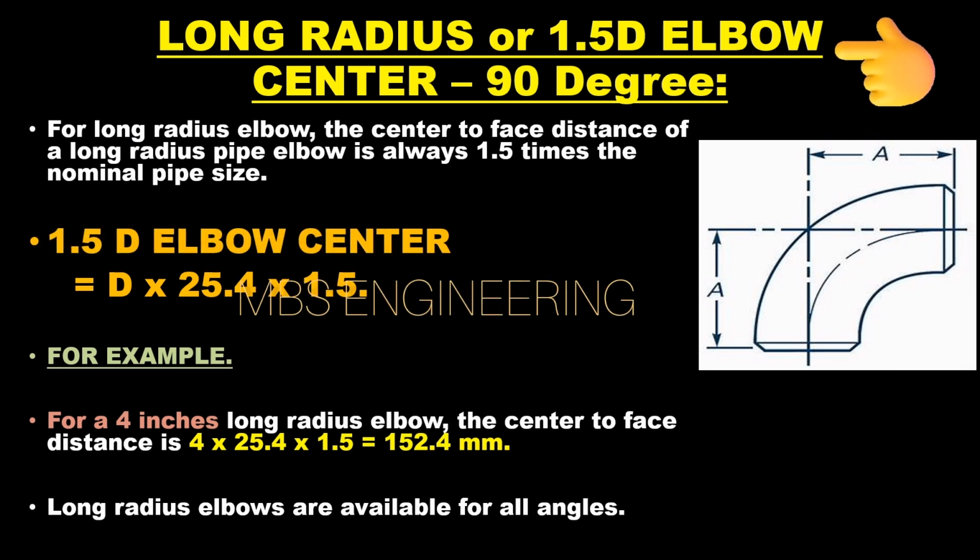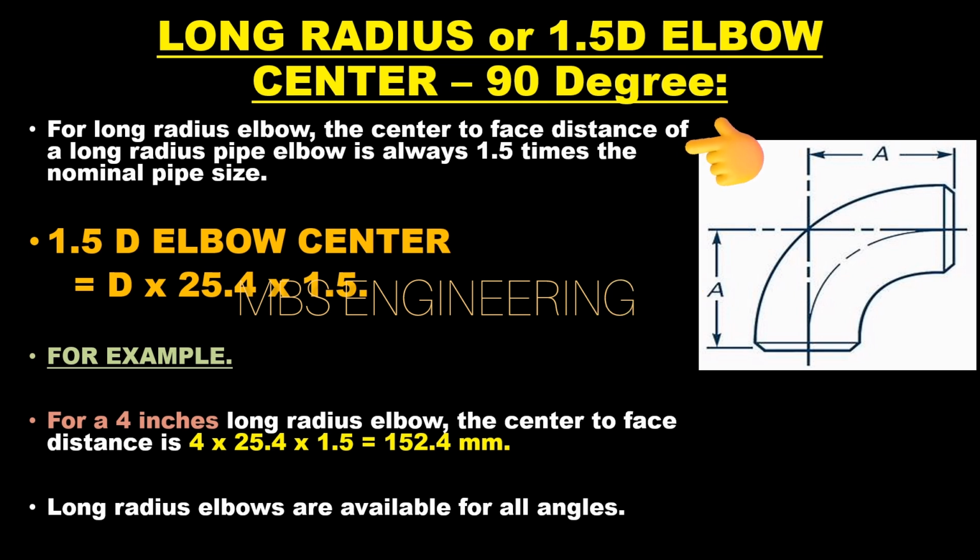Next, we will understand the elbow pipe center and how to calculate the elbow center for long radius of 1.5D for 90-degree elbow. The center to end dimension of an elbow is the length of the elbow, measured from the center of its radius to the end of either opening. Please refer to the accompanying images, where the dimensions labeled A indicate the elbow center.